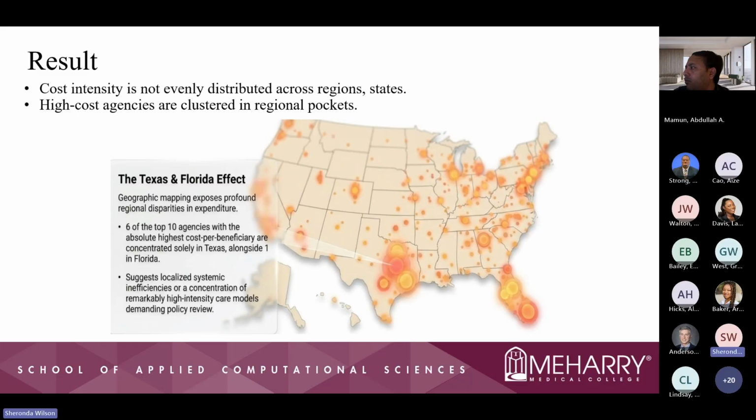So this is the geographic analysis, and it shows a strong regional variation in healthcare utilization and cost intensity. Some states had more facilities, more beneficiaries, and higher aggregate payments. If you notice here, Texas and Florida had a high amount of agencies that had a high cost per beneficiary. And out of all of the top 10 agencies, Texas had 6 of those 10 agencies, and Florida had the remaining. This suggests that there should be a demand for policy review in these particular areas.